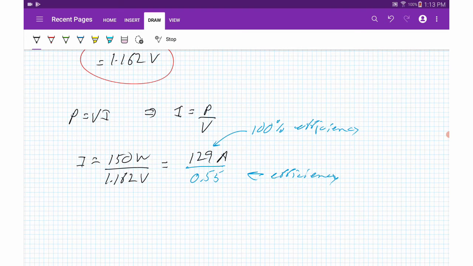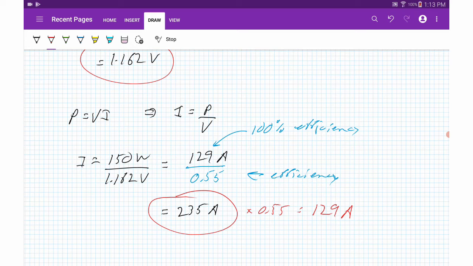And when you do that, you end up with 235 amps, which is what you need. You need to produce 235 amps because only 55% of them are actually going to be usable power. And so 55% of this is 129 amps. This is how one would rationalize that above calculation. So in order to calculate this value, you simply move this over to that side.